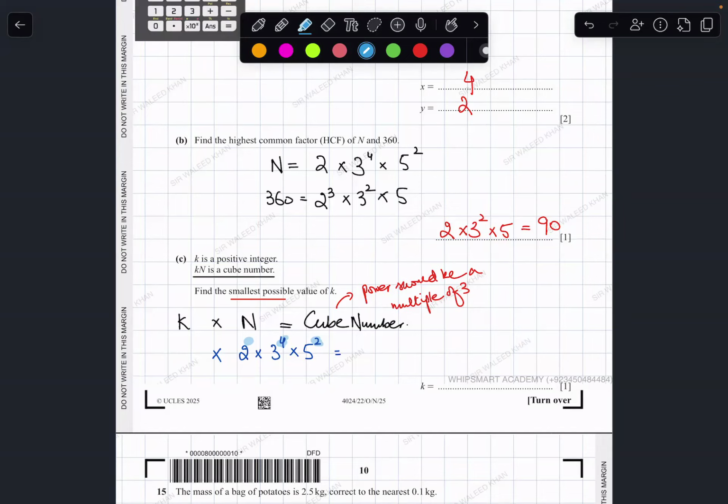So, Amar, what should I do? 2 square into 3 square into 5. 2 square into 3 square into 5. And can you tell the reason as well?